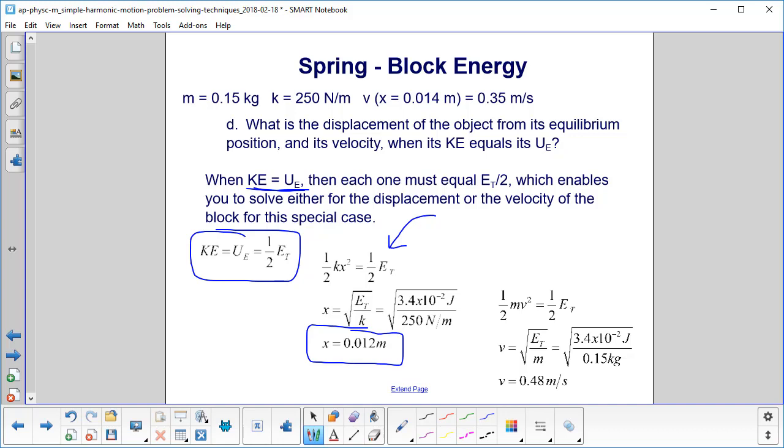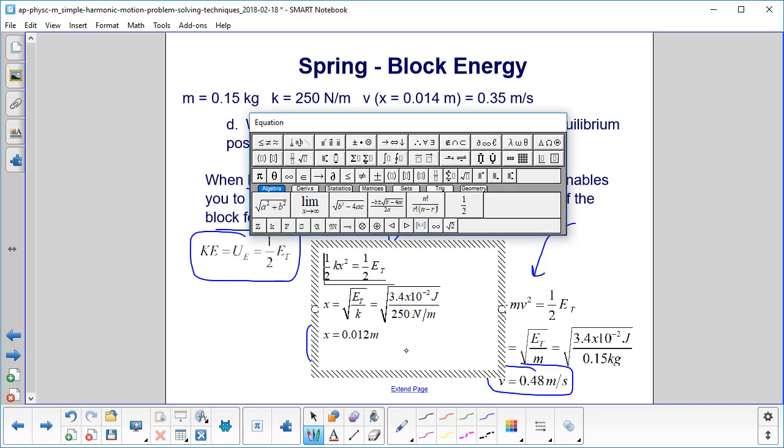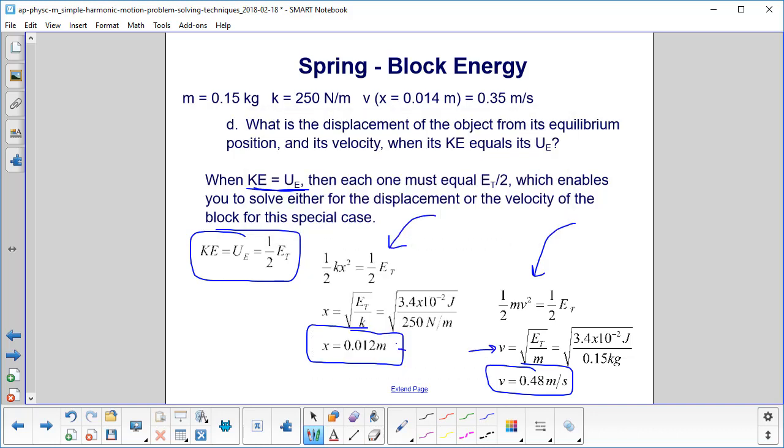Now let's find the velocity there. Well, in that case, the kinetic energy is half the total energy. We solve for velocity, and we find that at this position, x is equal to 0.012 meters, it has a velocity of 0.48 meters per second.